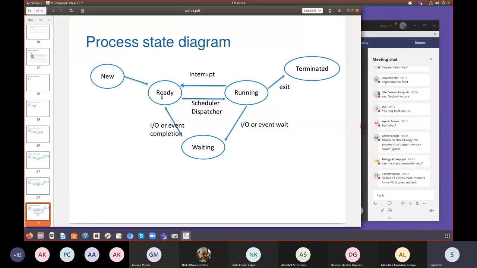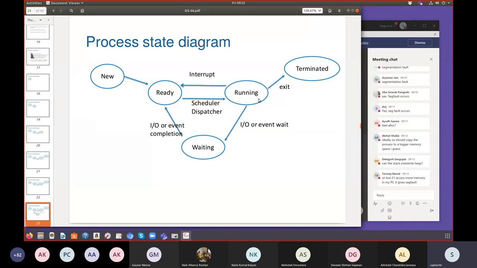Now let me ask, what is the difference actually between these two mechanisms? One is the interrupt comes, we said it goes back directly from running to ready state. Second is IO event wait, it goes to a waiting state, and after the completion of this, it goes back to the ready state. What is the actual difference between these two mechanisms?